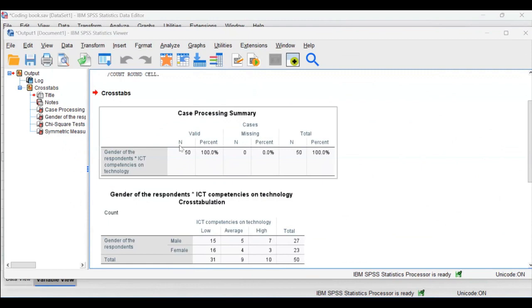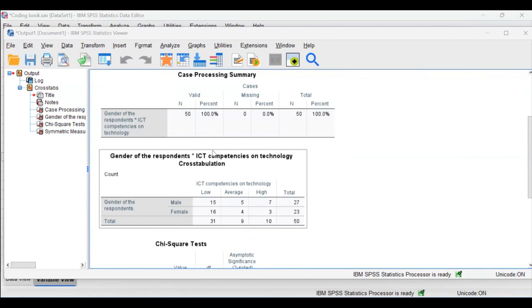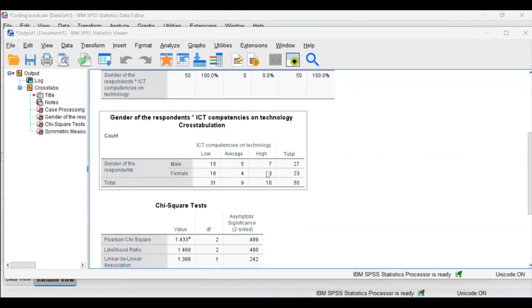Now, coming to the case processing summary, we have total sample is 50, right? And we don't have any missing values here. Missing values 0. So it is perfect. Next, with regard to cross tabulation, as you can see here, we have 50 total responses. We have 27 belongs to male category, 23 belongs to female category.